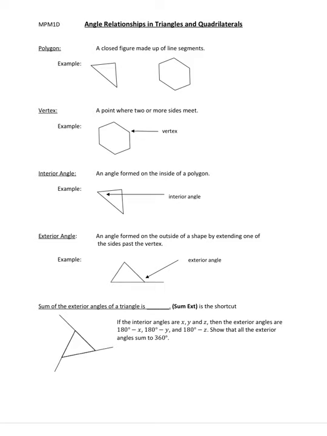Hi everybody. So today we're going to continue talking about angle relationships in triangles and quadrilaterals. And by now you should know that a triangle is a shape that has 3 sides and a quadrilateral is any shape that has 4. So a polygon is any closed figure that's made up of line segments. So for example, we have a triangle right here, and then we also have a hexagon right here.